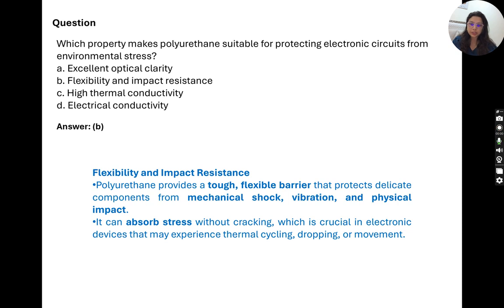This is also the explanation: polyurethane provides a tough, flexible barrier that protects delicate components from mechanical shock, vibration, and physical impact. It can absorb stress without cracking, which is crucial in electronic devices that may experience thermal cycling, dropping, or movement. That's why polyurethane can protect these electrical circuits and reduce their environmental stress.